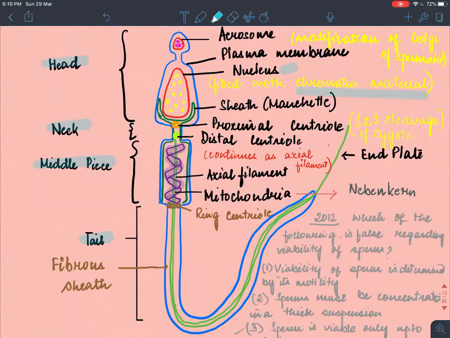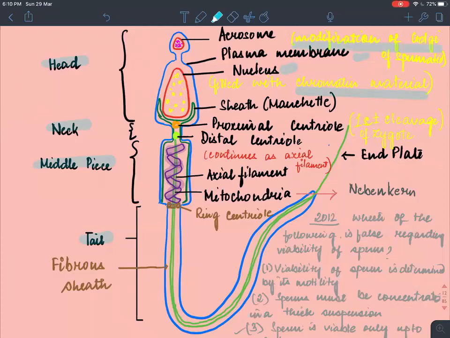Now, the surface of this nucleus is surrounded by plasma membrane, and on top of the head, there is a cap-like structure which is called the acrosome. Now, this acrosome is a modification of the Golgi body of the cell.